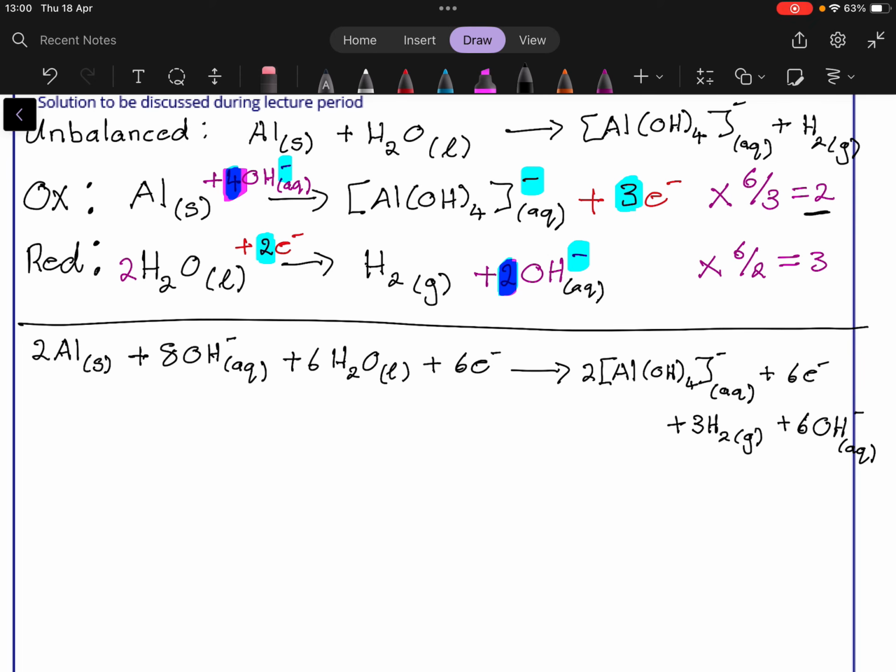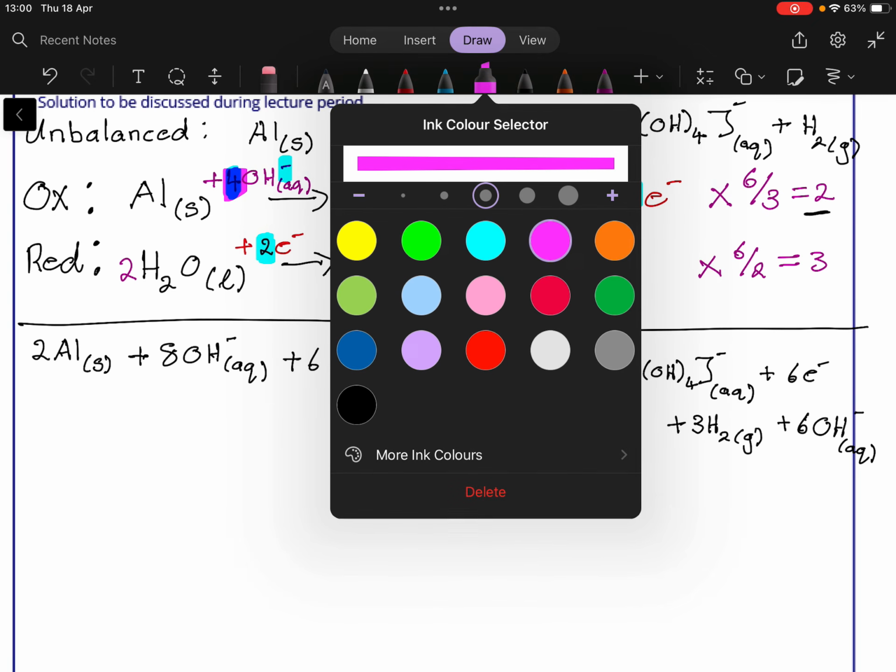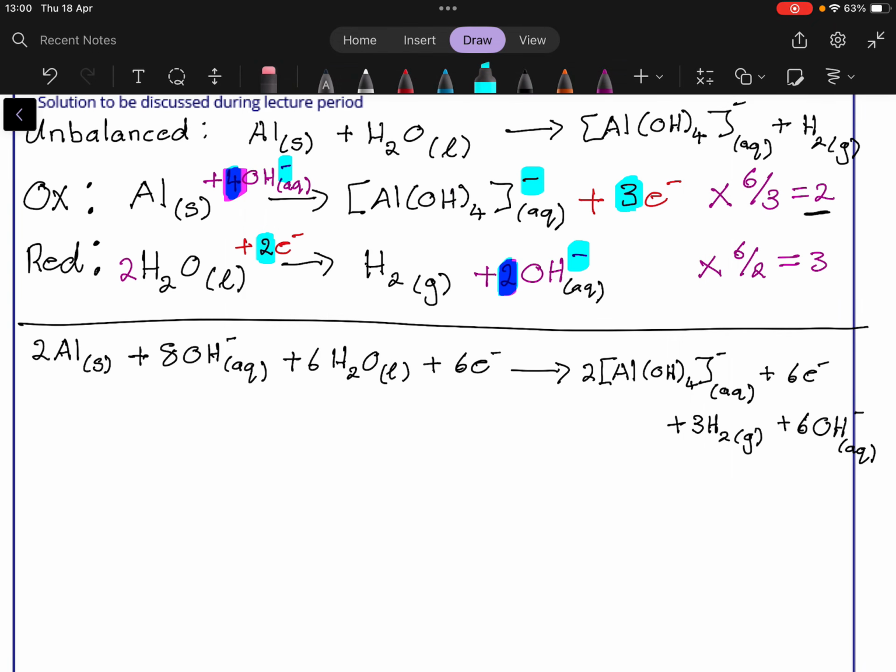Okay. So now we start identifying things that are both on the left and the right-hand side of the equation so that we can cancel them. So we have 8 hydroxides, and on this side we have 6 hydroxides. Other things that are on the left and the right-hand side: we have 6 electrons and we have 6 electrons there. Okay, so we can simplify the equation.